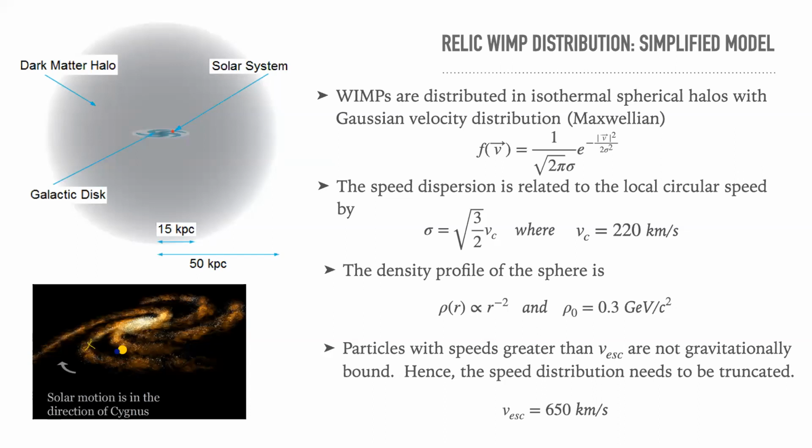Particles with speed that are greater than the escape speed. So this was the question about how fast can they go? This is the escape speed. Once you go higher than that speed, which is 650 kilometers per second, the dark matter particle is not gravitationally bound. So essentially the speed distribution is truncated at that value.